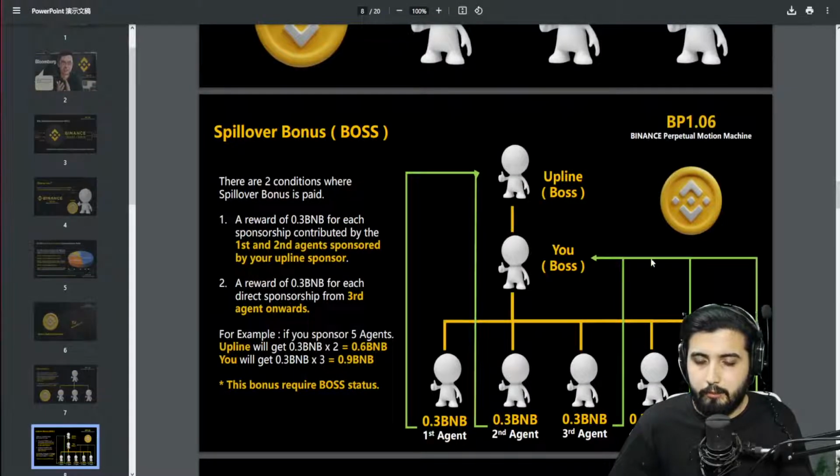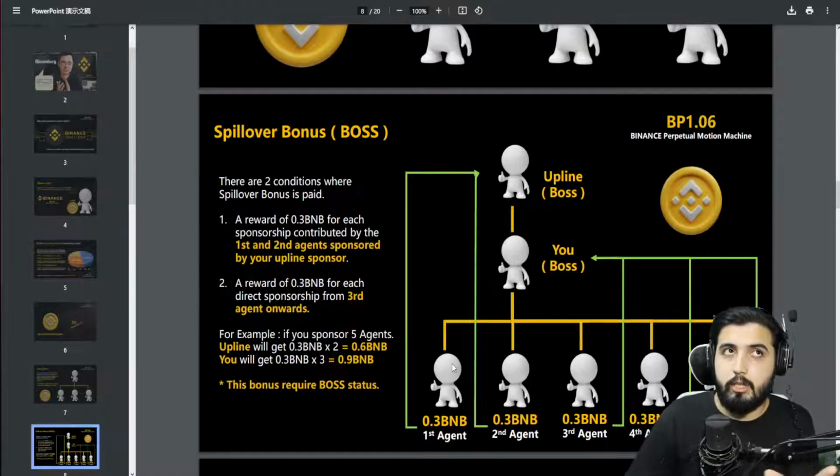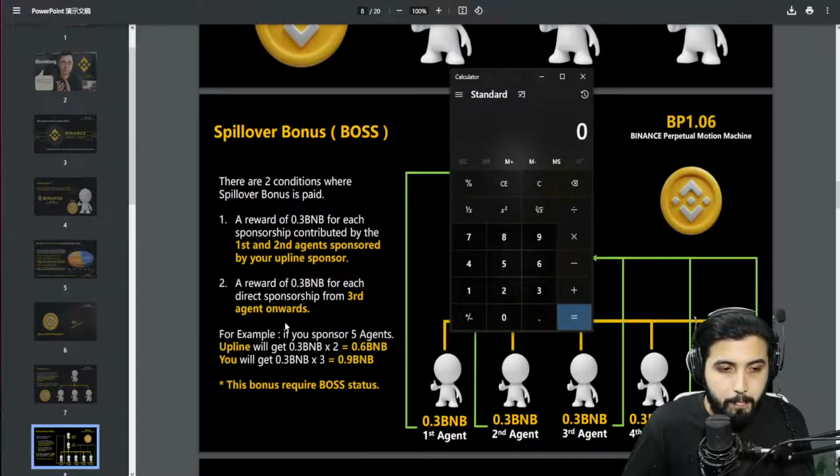And this is basically the spillover bonus. So you can see the chart right here. There's the first agent, second, third, fourth, and fifth. 2 of them, 0.3 BNB, like the first and second agent, basically go to the upline boss, and you get 3 of these. So it gets back to you. So if you invest, let's say you invested 1.06 BNB, you referred 5 agents, you get 0.5 per person that you referred.